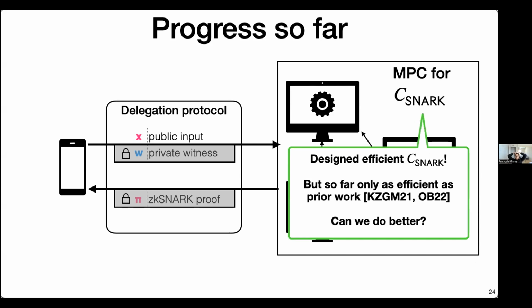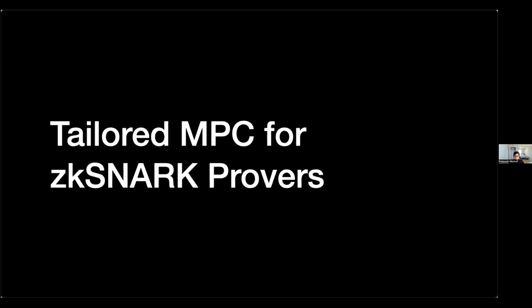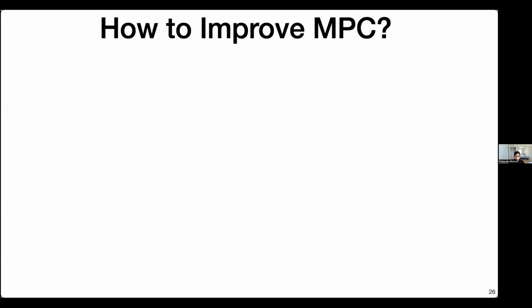So we've now designed this efficient SNARK, but if you apply this to our MPC protocol, which now supports these scalar multiplication gates and so on, we're only achieving efficiency on par with the prior work that I mentioned on the previous slide. The question is, can we do better? Can we tailor our MPC to avoid these slowdowns? Let's take a look at how we can go about it. The answer, spoiler alert, is yes, but it's somewhat non-trivial.